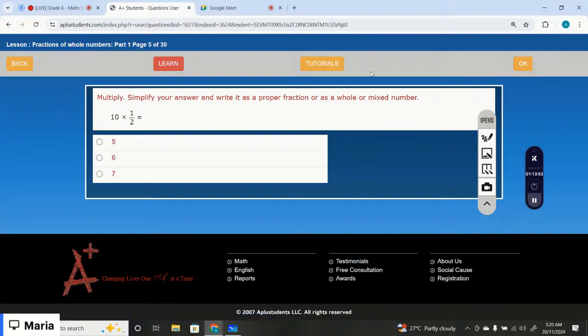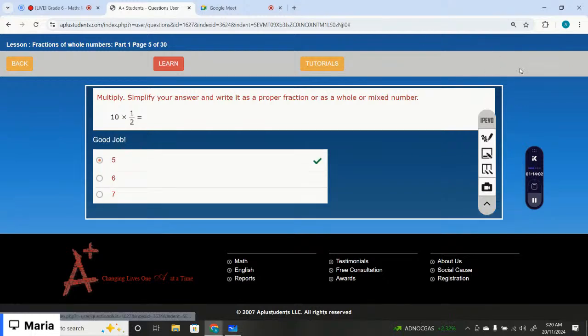That is, option number one is the correct option, right? 10 times 1 by 2 is 5. Option number one is the correct option. Very good.